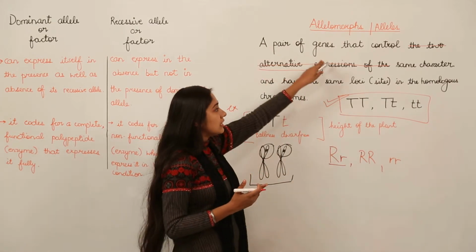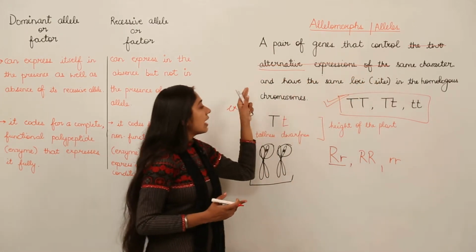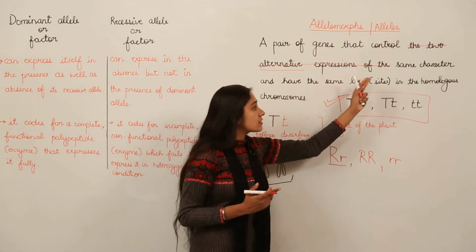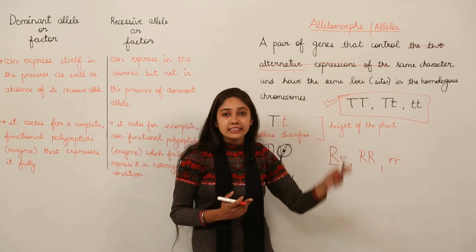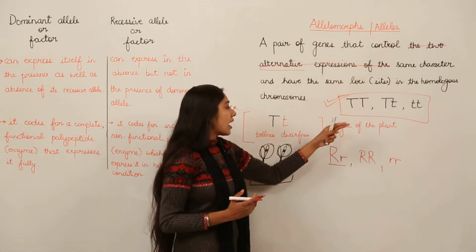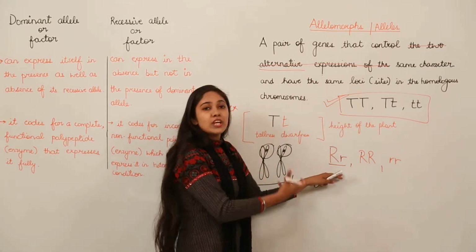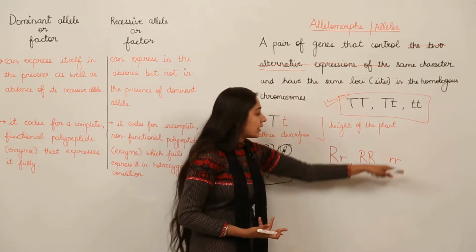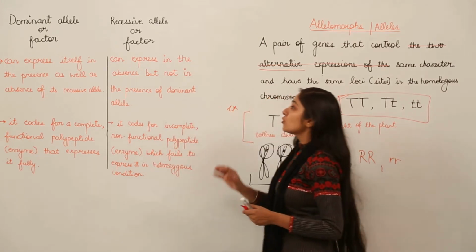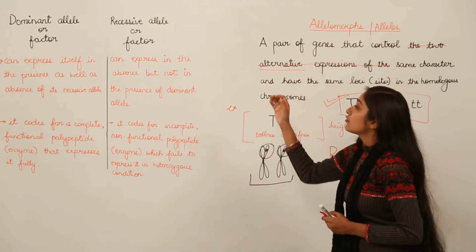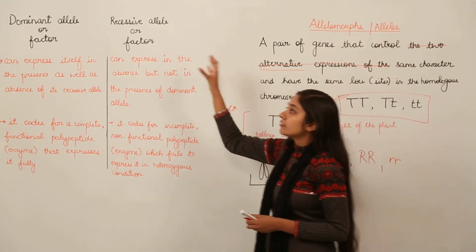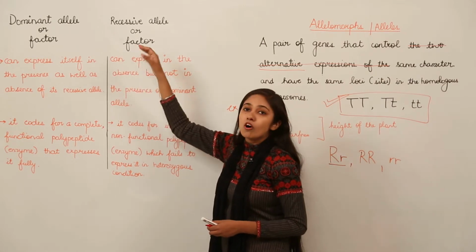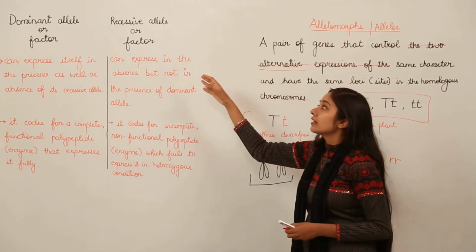A pair of genes that control the same character and have the same loci or sites in the homologous chromosomes are known as allelomorphs or alleles. You can give an example of these two: height of the plant, or the round shape or the wrinkled shape of the seeds. Okay. Next, we have two types of alleles: dominant alleles and recessive alleles. Mendel called these factors. So I have also written dominant allele or factor, and recessive allele or recessive factor.